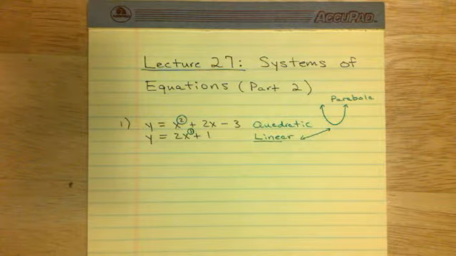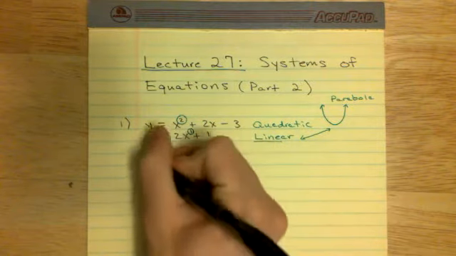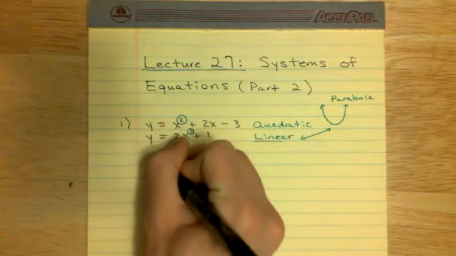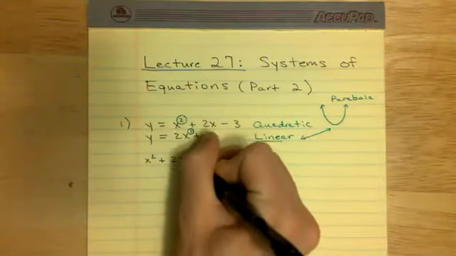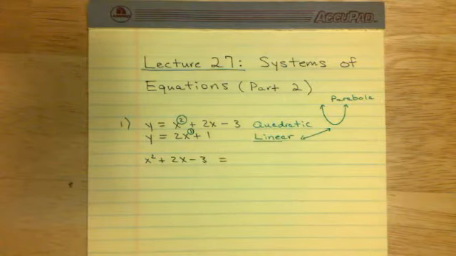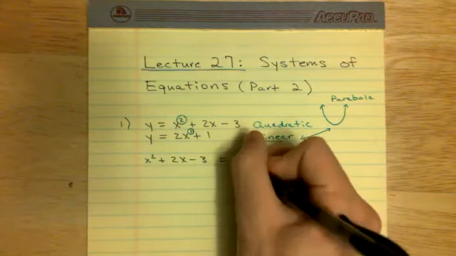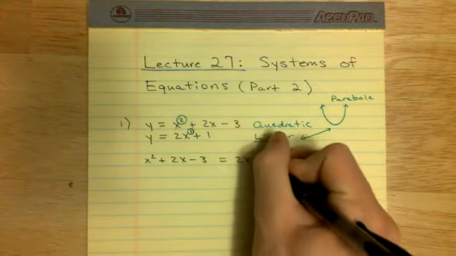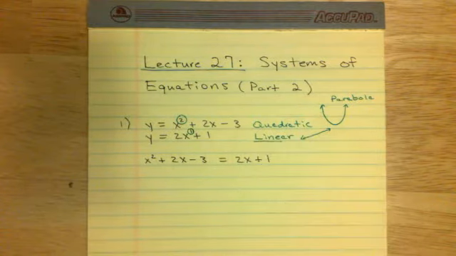Now, when I want to solve a system of equations, what I always do is I always put the quadratic part on the left side, and then the linear part I put on the right side. So I'm going to take the x squared plus 2x minus 3, set it on the left side. On the right side, I'm going to have the 2x plus 1. Okay, so now I've got it set up.